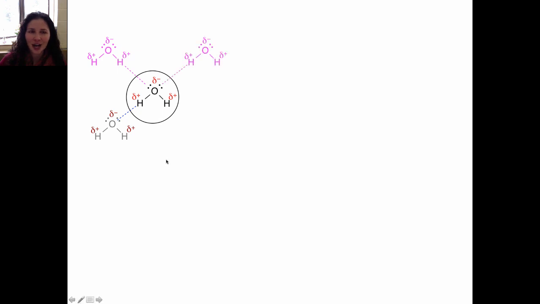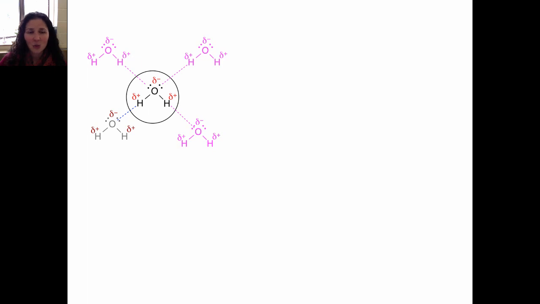Here are the 2 other hydrogen bonding interactions that can happen with the water molecule in the circle. Notice in each case, I'm drawing a dotted line between a lone pair and a partially positive hydrogen. Water can make 4 hydrogen bonding interactions with other water molecules. And this network expands infinitely in all directions in a glass of water.